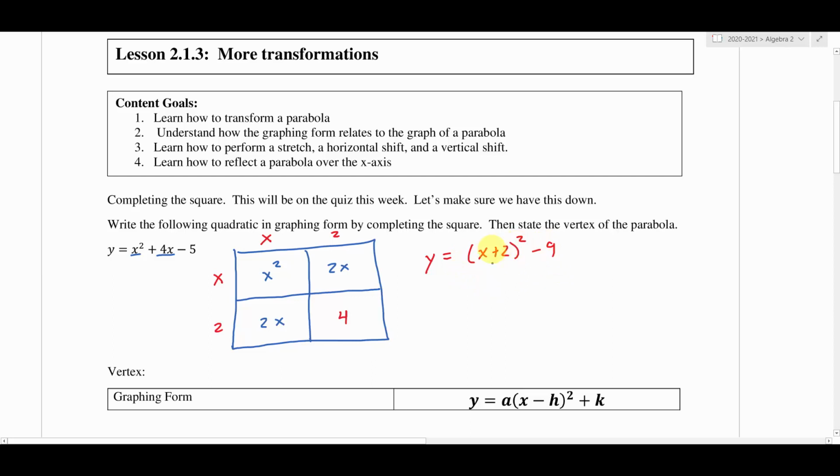And now if you look at this equation, it looks a lot like our graphing form that we wanted to get to down here. All right. You'll notice that the a value is not out front here.